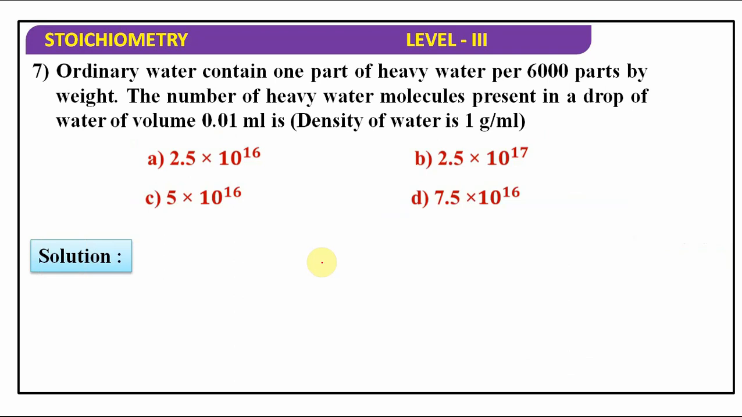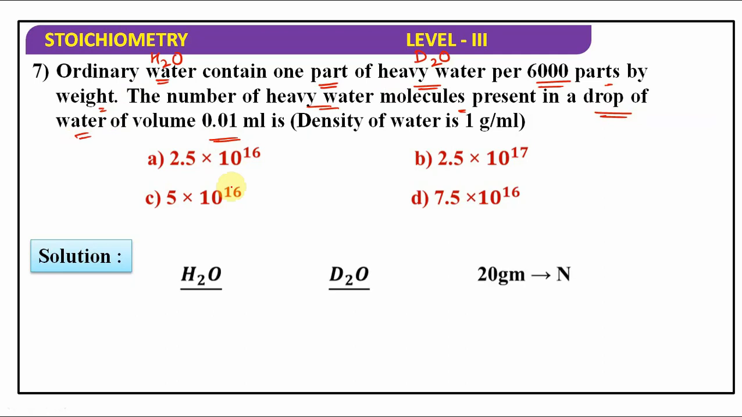That's a very good question. Ordinary water, that is H2O, contains 1 part of heavy water. Heavy water is D2O, containing deuterons, per 6000 parts by weight. Find the number of heavy water molecules present in a drop of water of volume 0.01 ml. Understood the question?